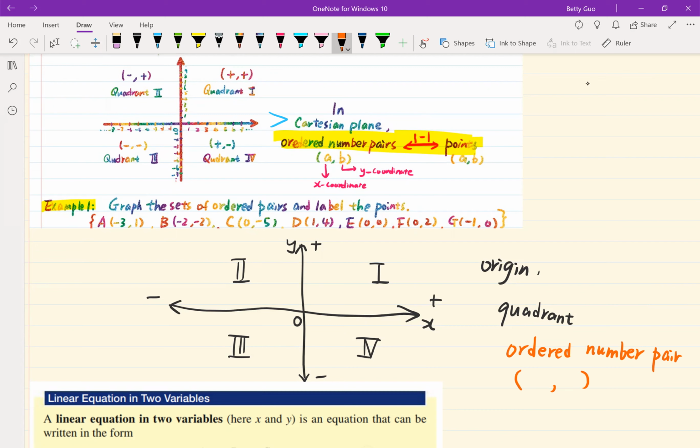The first component, if we say A, it's a number, could be any real number. The second component, let's say B, another number, could be any real number. We use the comma to separate them. And this notation represents an ordered number pair. It describes a point on the plane, a point in a rectangular coordinate system.